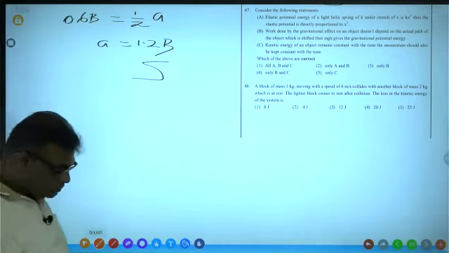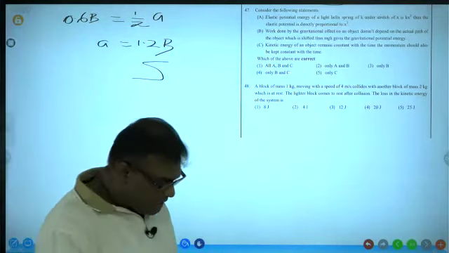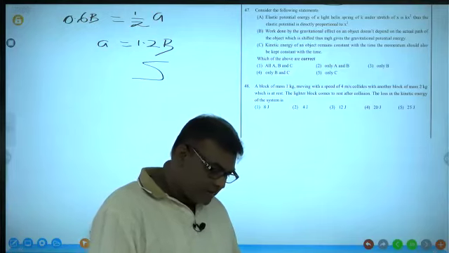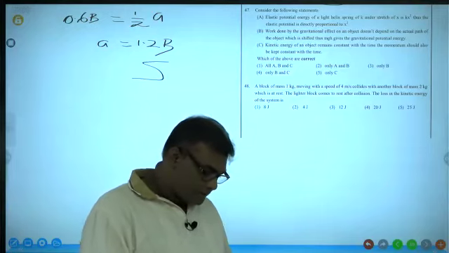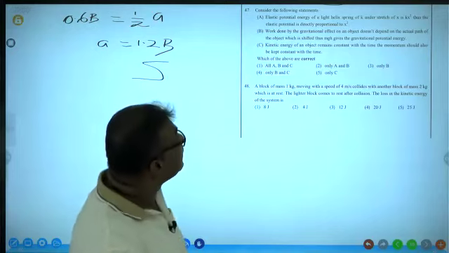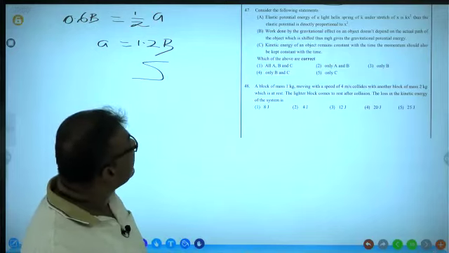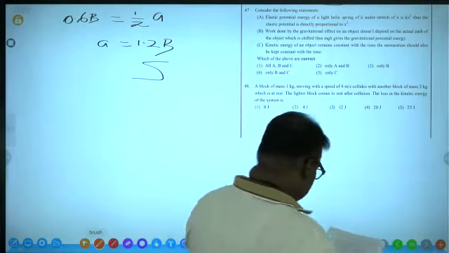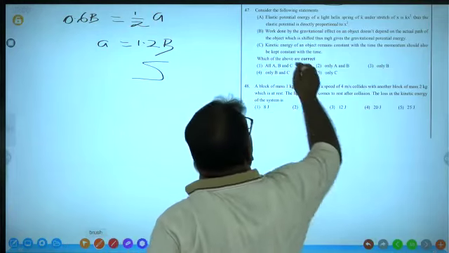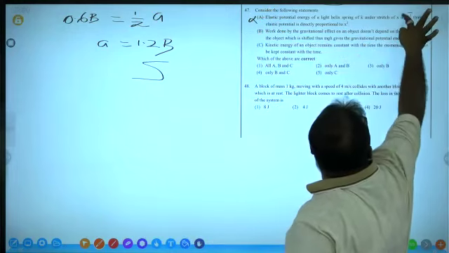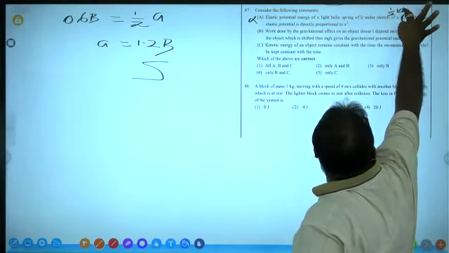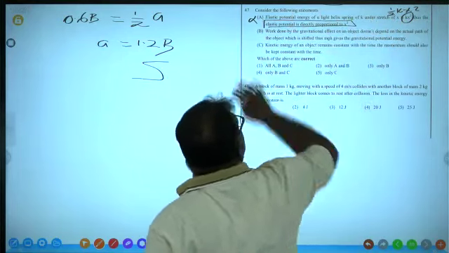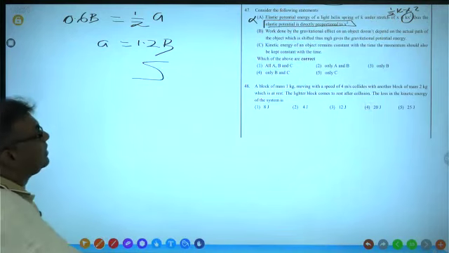Consider the following statements. First one: elastic potential energy of a Hooke's spring of constant k under a stretch of x is kx squared. Thus, the elastic potential energy is directly proportional to x squared. As a statement, that is wrong, see. The reason is it should be half kx squared; the half has not been put there. The statement is wrong, but elastic potential energy being directly proportional to x squared is correct. Statement A is wrong. B.